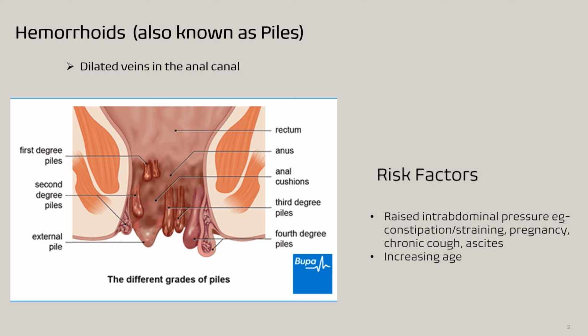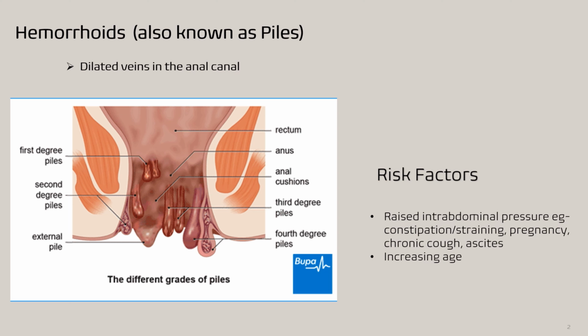Now, the main risk factor for developing hemorrhoids is raised intra-abdominal pressure. So, for example, if you have constipation and end up straining when you go to the toilet, having a chronic cough or ascites, because those, again, increase abdominal pressures. Hemorrhoids are also common during pregnancy due to the high pressures in the abdomen, but they usually get better after giving birth. Now, another risk factor for developing hemorrhoids is increasing age, and this is because the anal canal weakens with age, so patients are more susceptible to developing hemorrhoids.